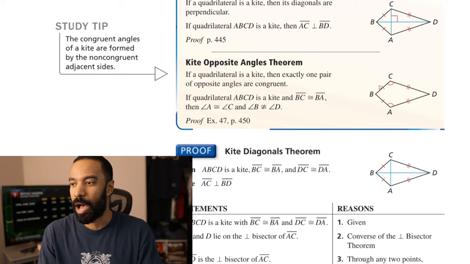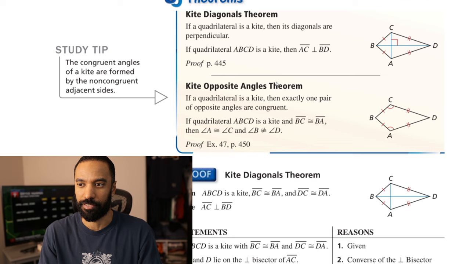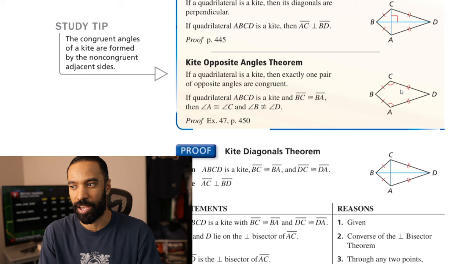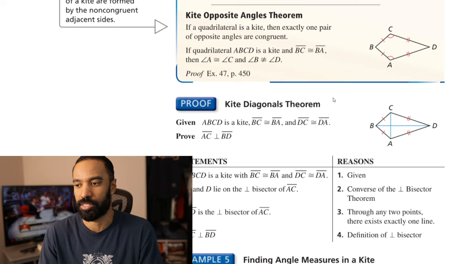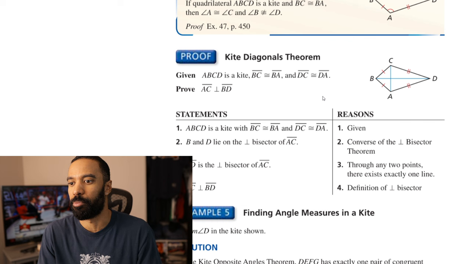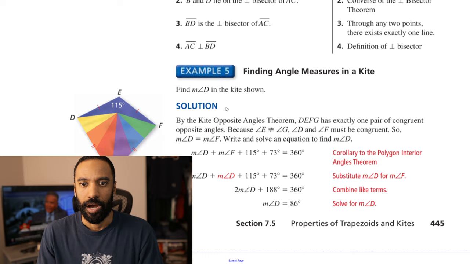Opposite angles theorem: there's one pair of opposite angles that are congruent. Again, all this stuff can be proved. I'm sure we're going to prove that at some point using congruent triangles. That's a pretty straightforward proof, actually, using side, side, side. So, yeah, these two are congruent. These two are not congruent, for the same reason we talked about with how the opposite sides aren't congruent. So kites are very special in the things that they have. The diagonals here, BC is congruent to BA. Okay, they're proving something. I'm going to leave the proof be. We're going to be able to look at some together eventually.